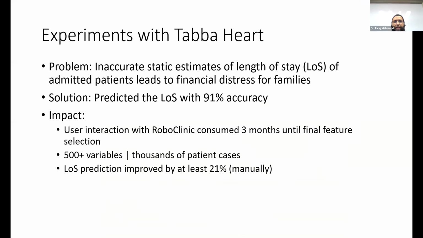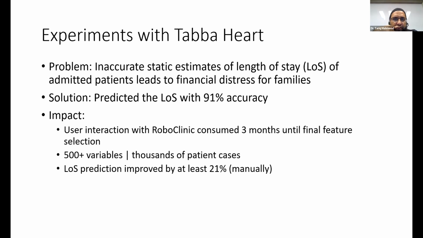So we did the experiments with Tabba Heart. One of their problems was their inaccurate static estimates of the length of stay. They were computing some statistics because they have a research wing, to predict the length of stay, but it was not actually a prediction. It was an estimate derived from statistics.